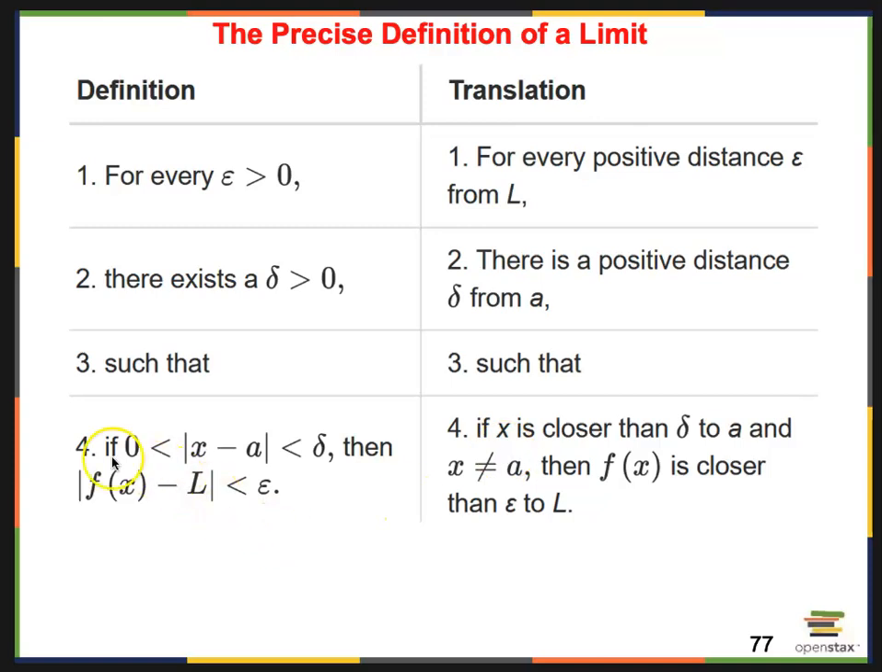Such that if x is closer than delta to a, and x cannot equal a, then f of x is closer than epsilon to L. So this is going to be really, really close, closer than epsilon, because it's a number greater than 0. And then we're looking at this distance being closer, x being closer than delta to a.